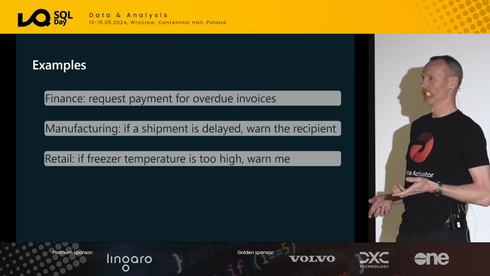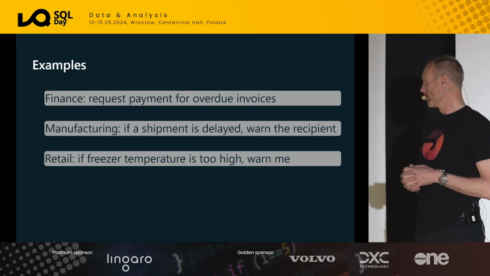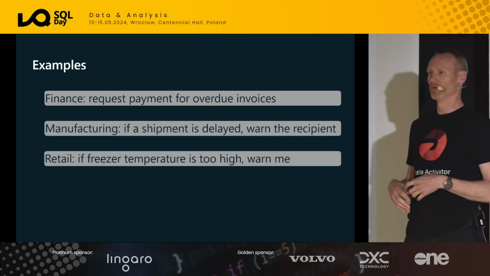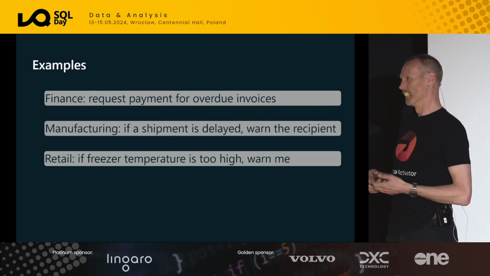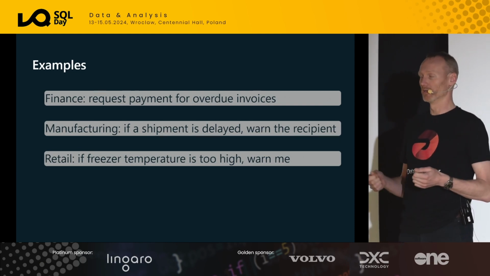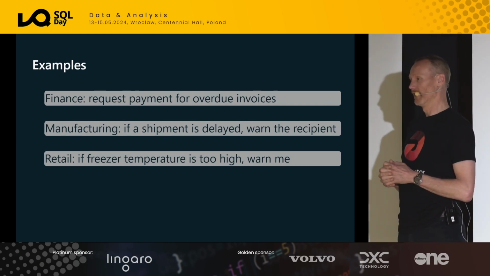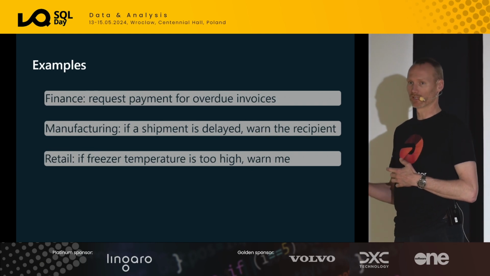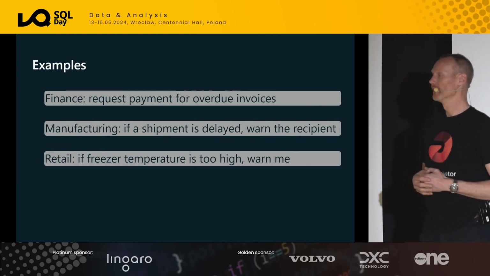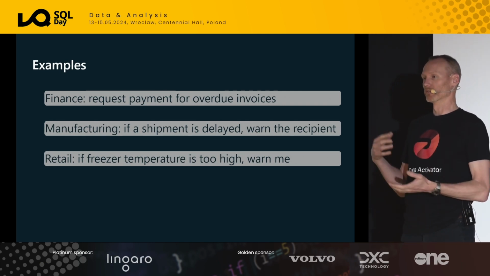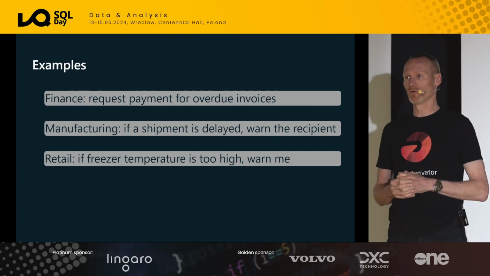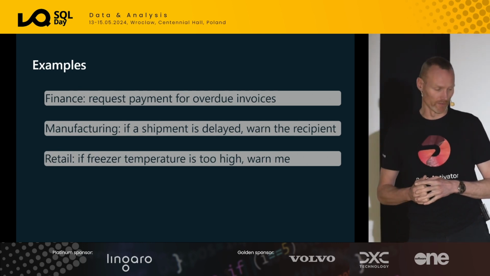And the last example here is more real-time, from retail. So if you go into a supermarket and you buy milk, you want to have milk that is fresh and not too hot. So you would like to be able to detect if your freezers or refrigerators are in the right temperature interval, and if not, you should get alerts and warnings so someone can actually fix it.